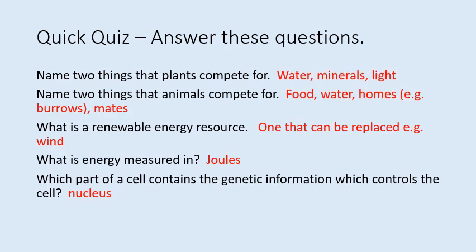Okay, here are your answers. Just go through those. Things that plants compete for: water, minerals, light, space would be another example. Animals compete for food, water, homes or nesting sites, things like that, and mates. A renewable energy resource is one that can be replaced, for example wind or solar power or hydroelectric power, all of those things that we were looking at last term. Energy is measured in joules, and then the part of a cell containing genetic information is the nucleus.